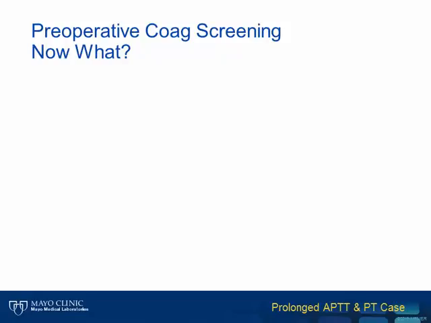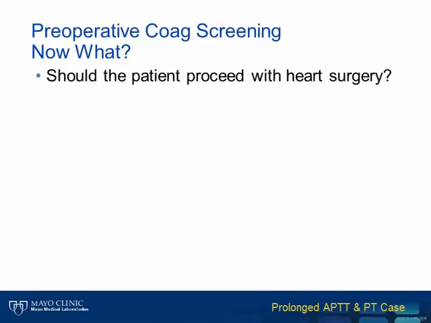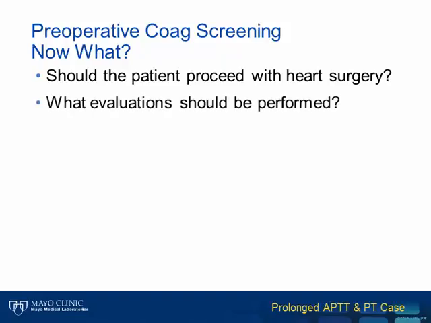Now what should we do? Should the patient proceed with heart surgery? In other words, are the prolonged PT and APTT simply spurious test results reflecting the high hematocrit? What evaluations should be performed? Should we obtain A, more clinical information or history review, B, more testing, C, both? What are the most likely diagnoses? A, spuriously prolonged PT and APTT reflecting high hematocrit. B, are other causes possibly present?